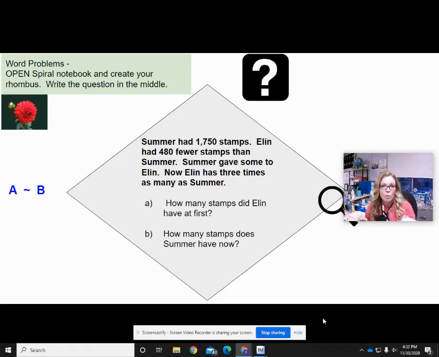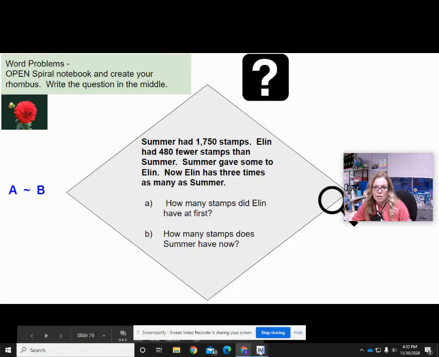Okay, so here's our word problem for today. And there's Finn, the wonderful, growling at someone outside. Summer had 1,750 stamps. Elin had 480 fewer stamps than Summer. Summer gave some to Elin. Now Elin has 3 times as many. So much to answer for on this question.